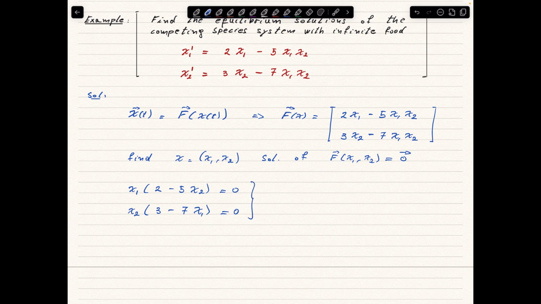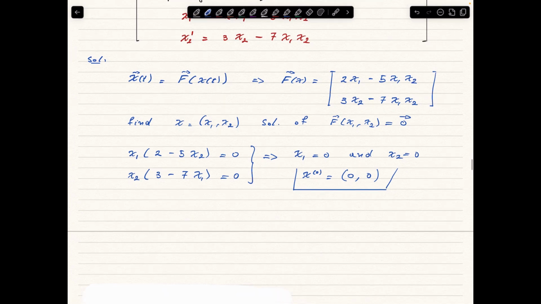It's a very simple solution. When x1 is 0 and x2 is 0. If x1 is 0, we satisfy the first equation. If x2 is 0, we satisfy the other equation. So here we have one solution. One critical point, for example, is the critical point x0, which is the point 0, 0. Very well.